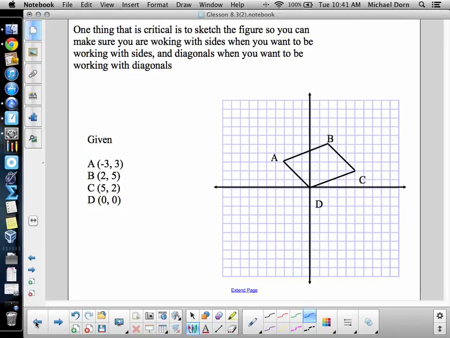So when we're given information about a quadrilateral in the plane, and we're asked to prove it's a parallelogram, the first thing we're going to want to do is sketch it, so I know what my sides and what my diagonals are. All right, here's A, B, C, D. I can tell by looking at it, I'm not going to connect them A, C, B, D. That wouldn't get me what I'm looking for, would it? It would cross over. It wouldn't be a polygon. It has to go around A, B, C, D, or A, D, C, B.